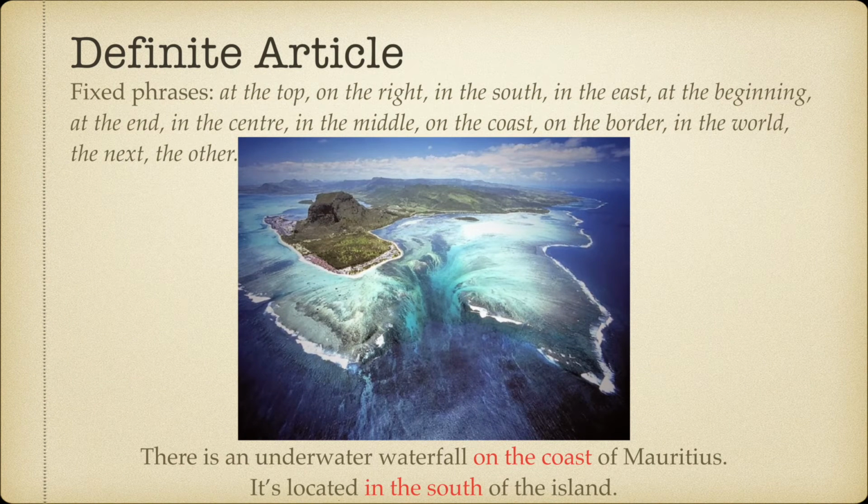There is an underwater waterfall on the coast of Mauritius. It is located in the south of the island. So we've looked at using indefinite and definite articles. Now let's look at when we don't use any articles.